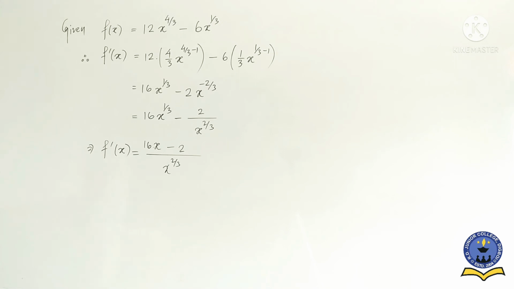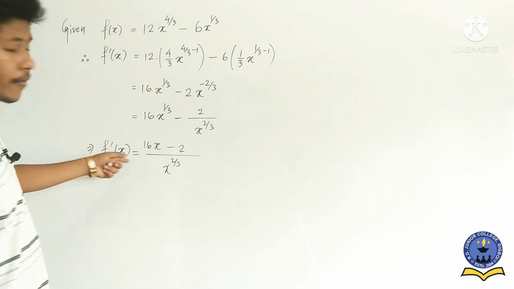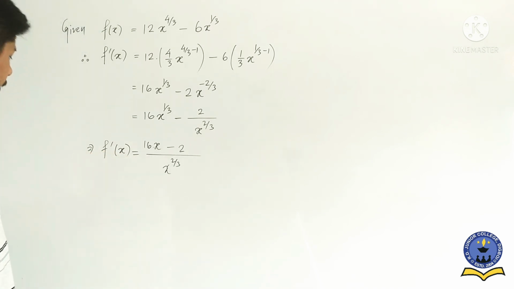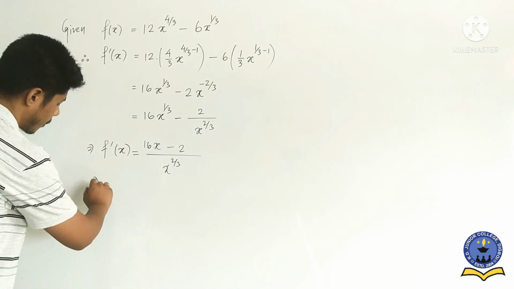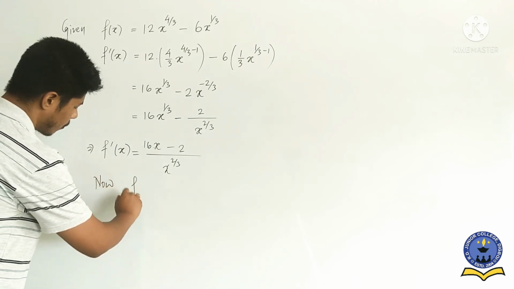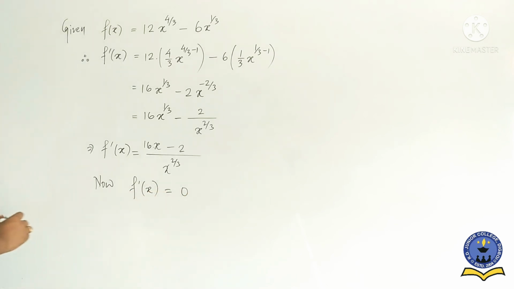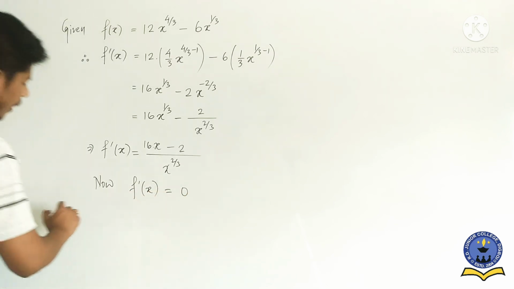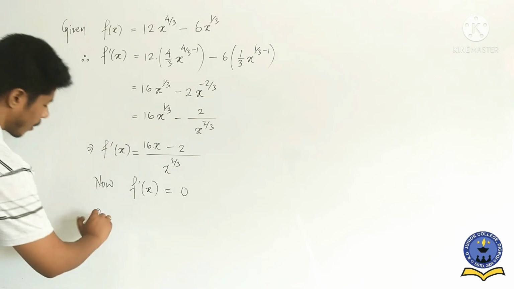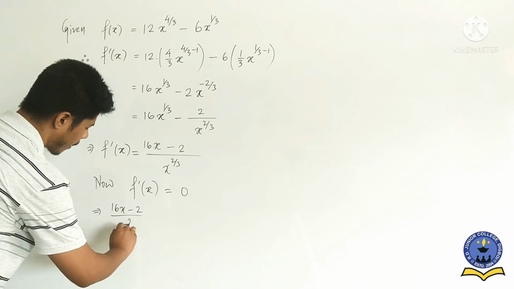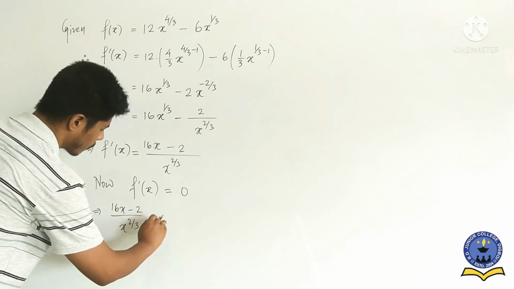So now, after that what do you have to do? We have to find out the critical point. So in this case, when we have to find out the critical point, what do you have to write? Now f dash of x equals 0. We write here f dash of x equals 0, and in place of f dash of x we have to put this value. So 16x minus 2 divided by x to the power 2 by 3 equals 0.